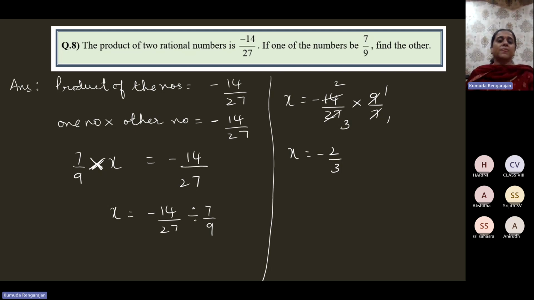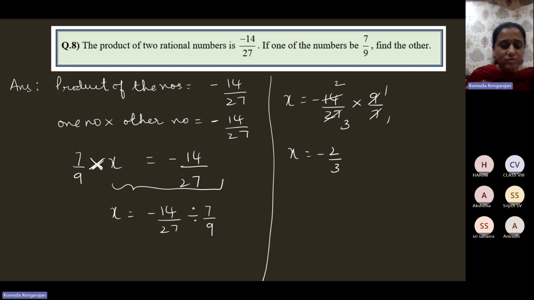So remember this. The product is minus 14 by 27. That means one number into the other number is minus 14 by 27. One number is 7 by 9. So 7 by 9 into the other number x is equal to minus 14 by 27. So x will be equal to, write this one as it is, x is equal to minus 14 by 27.